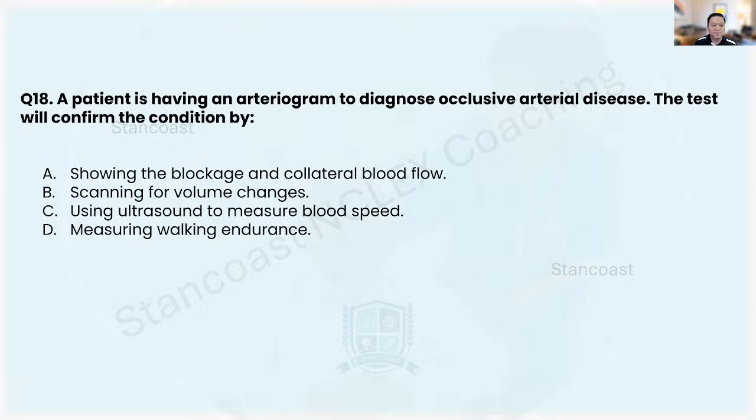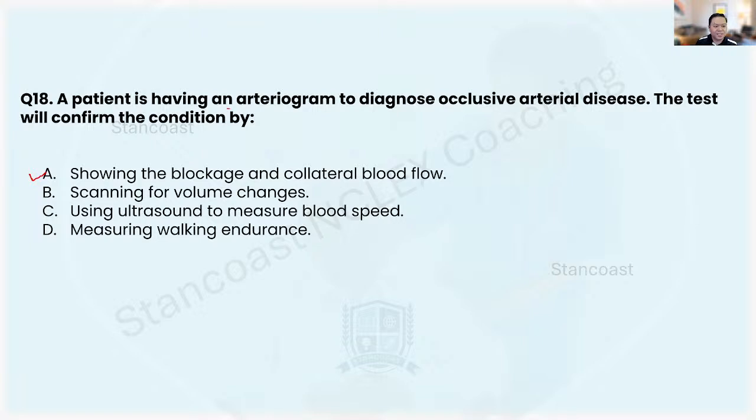Okay. The question states, a patient is having an arteriogram to diagnose occlusive arterial disease. The test will confirm the condition by A, showing the blockage and collateral arterial blood flow, B, scanning for volume changes, C, using ultrasound to measure the velocity of the blood, and D, measuring walking endurance. Yeah, I'm seeing a lot of A's here. Yeah, very good. That is a correct answer.